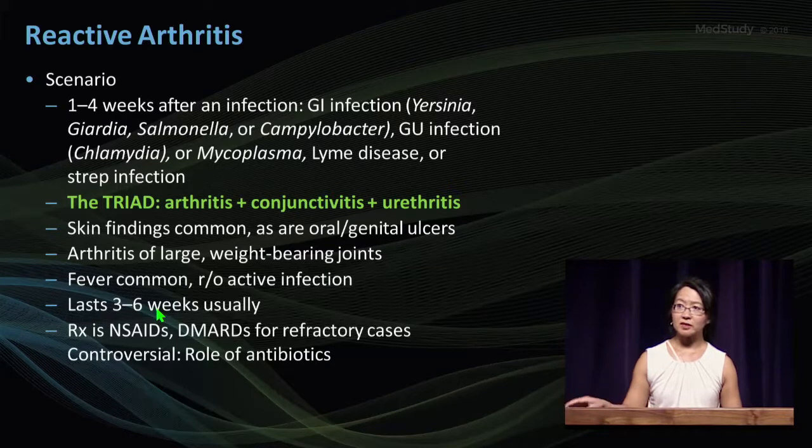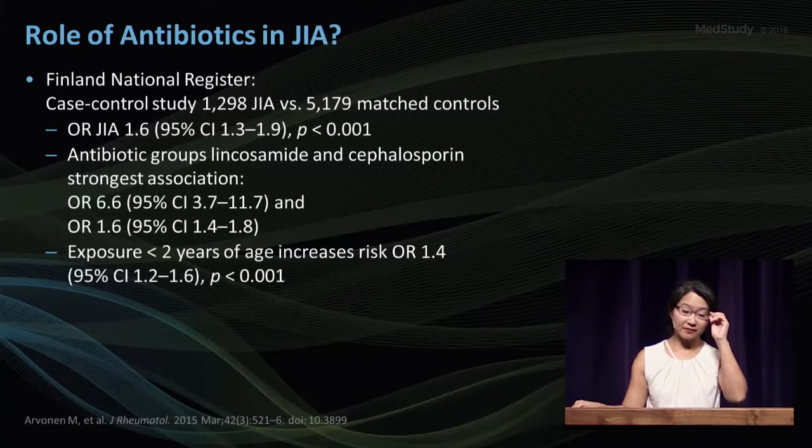Typically, reactive arthritis is self-limiting. It lasts only about 3 to 6 weeks, but in probably 20% of cases, it can persist, and so we will use disease-modifying anti-rheumatic drugs. What's controversial is whether or not to give these patients antibiotics. Usually we will not give patients antibiotics because of the risk for antibiotic resistance. Now, because I talked about the role of antibiotics, there's a lot of controversy, and this is very, very interesting.